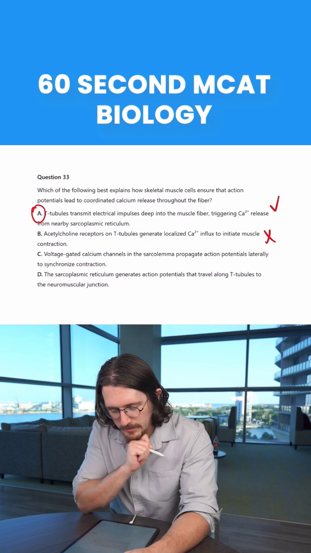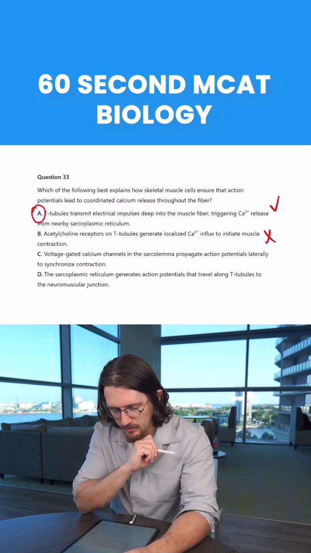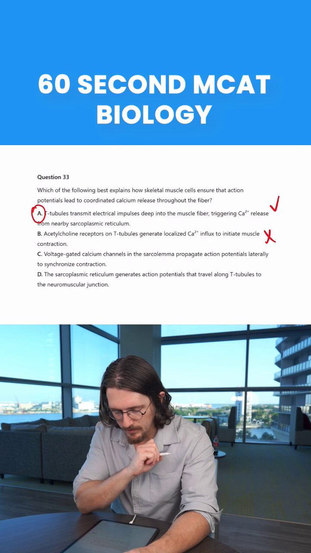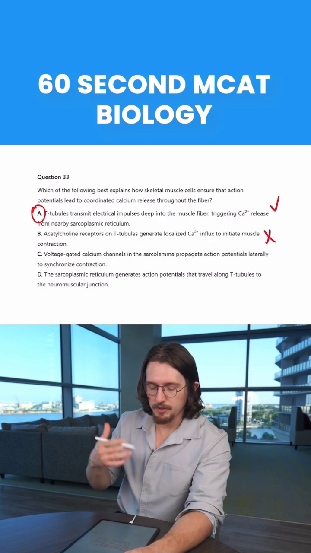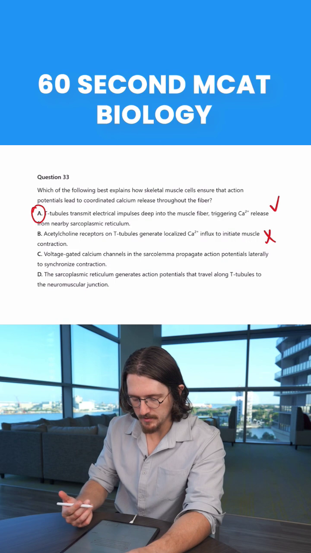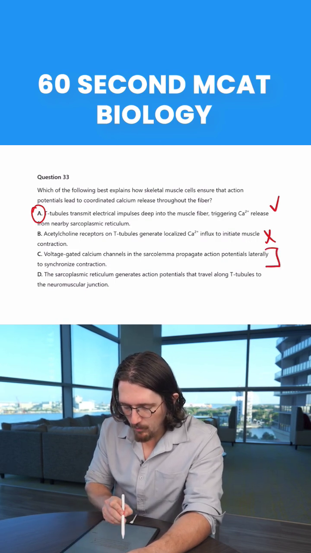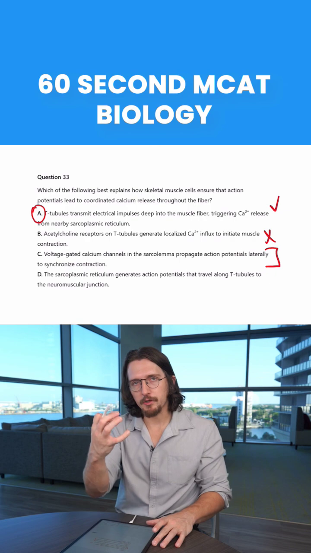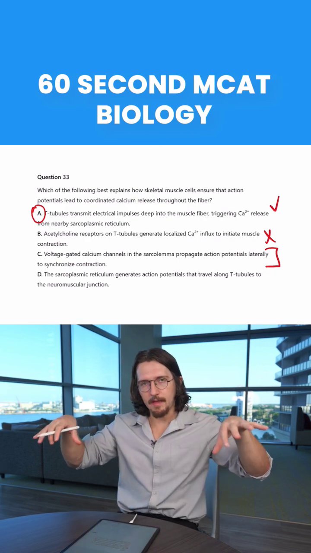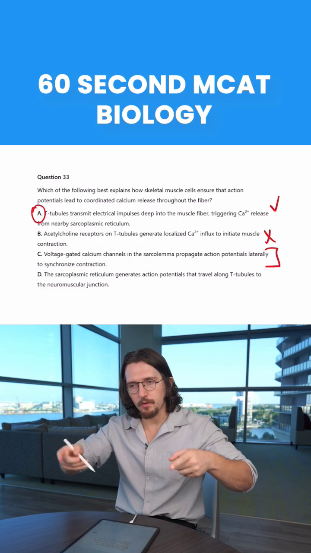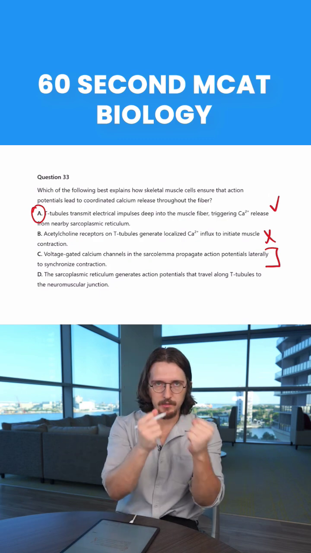And then C, voltage-gated calcium channels in the sarcolemma propagate action potentials laterally to synchronize contraction. Well, this one is wrong, because first of all, it's not voltage-gated calcium channels, for one thing, that are opening in the sarcolemma to propagate it. And then this does not explain specifically how that electrical signal actually converts to a chemical signal. The propagation laterally of the action potential is important because that's how they get into the T-tubules, but it's really those T-tubules that are going to facilitate conversion of that electrical signal into the chemical signal.